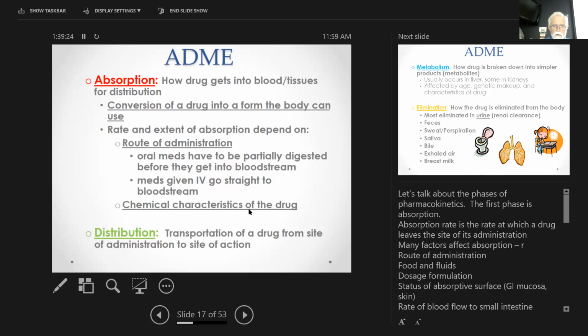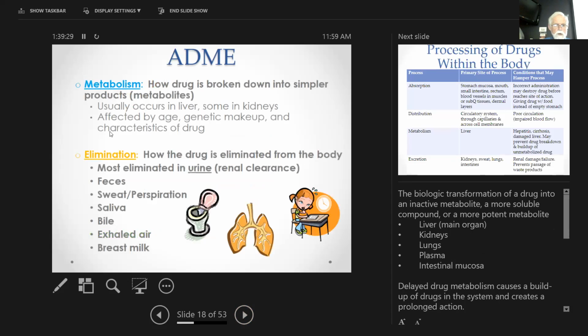Distribution is that transportation to the site of administration or the site of action. Metabolism is how we modify the drug to make it easy to get rid of. Remember I said the body hates foreign substances, wants to get rid of them. And drugs are foreign substances. So we usually want to find a way to get rid of them. Metabolism usually is a liver issue, but it can be in the kidneys.